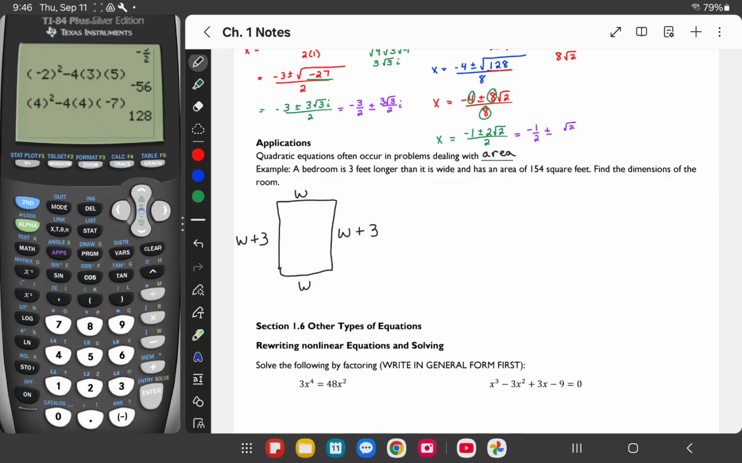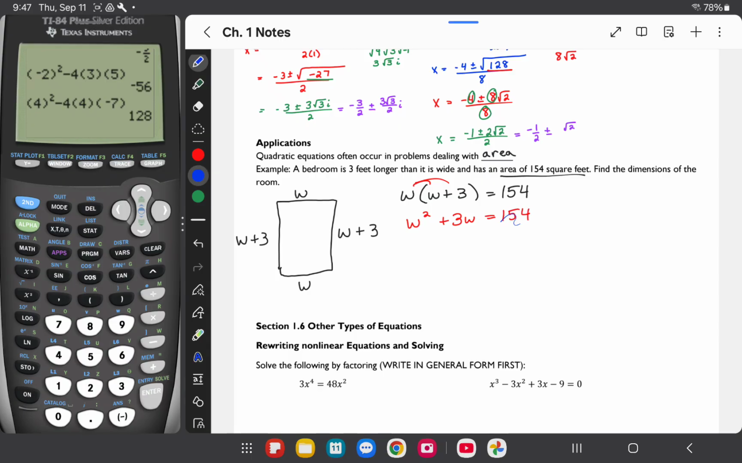And then if I know that it has an area of 154 square feet, then I'm going to multiply my length by my width. In other words, I'm going to take w and multiply that by w plus 3, and know that that has to be equal to 154 square feet. In order to solve this equation, what I'll first do is distribute on the left side of my equation to end up with w squared plus 3w being equal to 154.